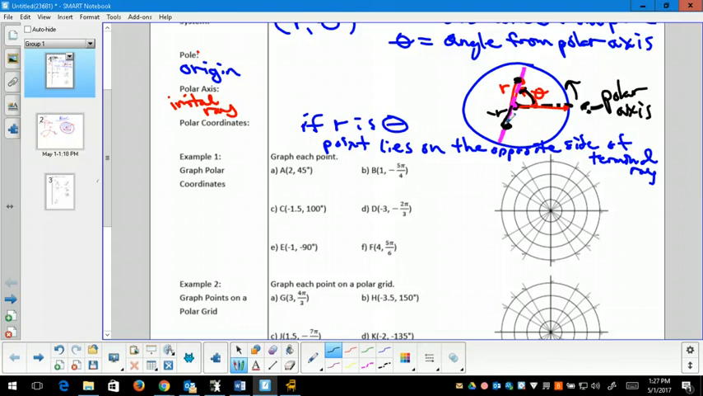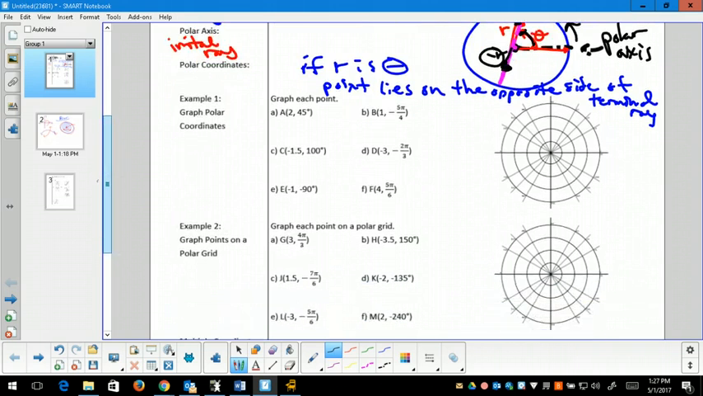If I wanted to write this as a positive radius, I'd have to give it a different angle. Anybody know how many more degrees I'd have to add to theta to get it over here? 180. So we'll look at that in a little bit, on several ways that we can express polar coordinates and have the exact same point. For right now, just looking at graphing.